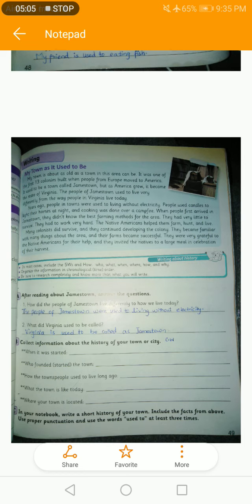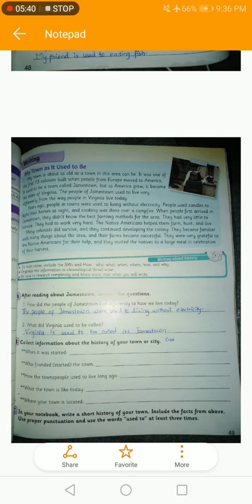When people first arrived in Jamestown, they didn't know the best farming methods for the area. They had very little to survive. They had to work very hard. The Native Americans helped them farm, hunt, and live. Many colonists did survive and they continued developing the colony. They became familiar with many things about the area and their farms became successful. They were very grateful to the Native Americans for their help and invited them to a large meal in celebration of their harvest.